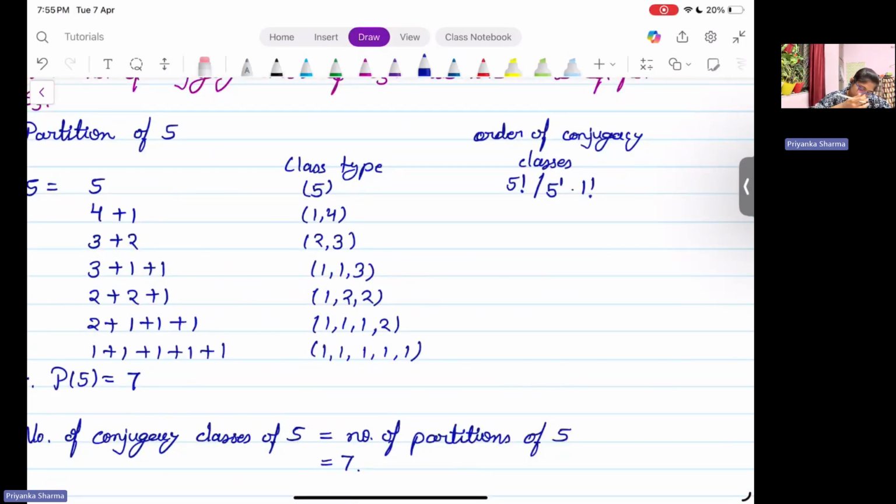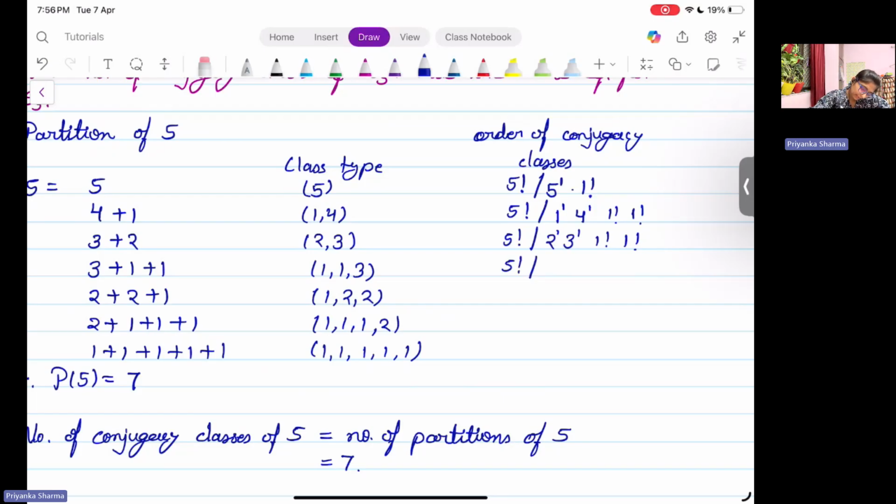And for this 1 4, how will we do it? We will write factorial 5, and then 1 to the power 1 and 4 to the power 1 and factorial 1 and factorial 1. This will be factorial 5 divided by 2 to the power 1, 3 to the power 1 and factorial 1, factorial 1.